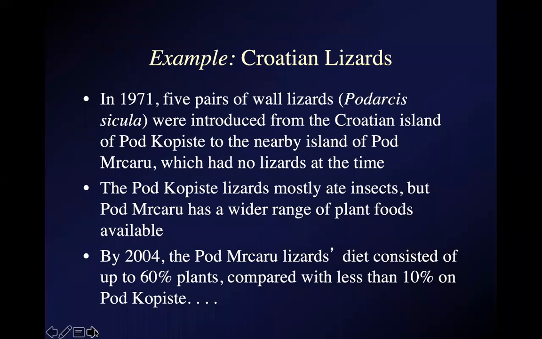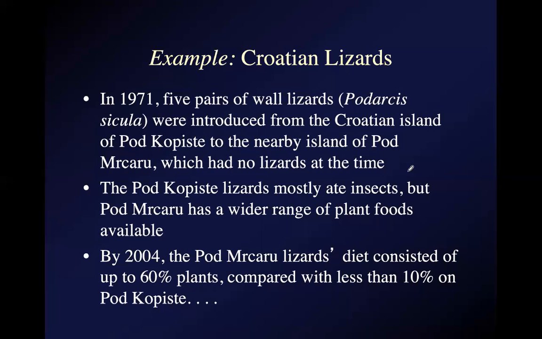Let me give you another example, and this is one that was studied in real time. There's an island off the coast of Croatia in the Mediterranean Sea called Podkopište. It's home to a species called the wall lizard, Podarcis sicula. Five pairs of wall lizards were deliberately introduced from Podkopište to the nearby island of Podmurcharu. And Podmurcharu did not have any lizards on it at all at the time. So we start with a little founder population, right? This is a lot like what we've talked about.